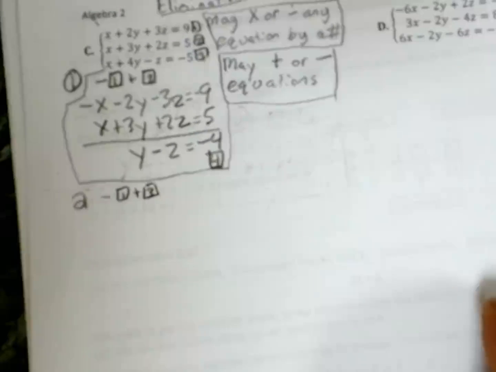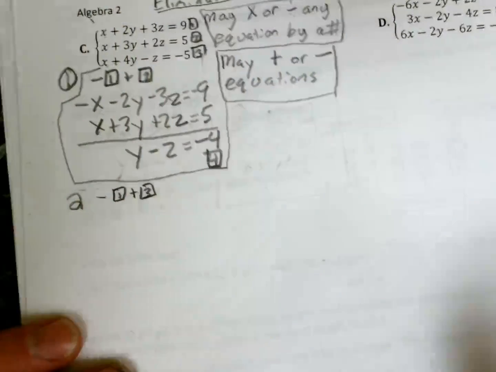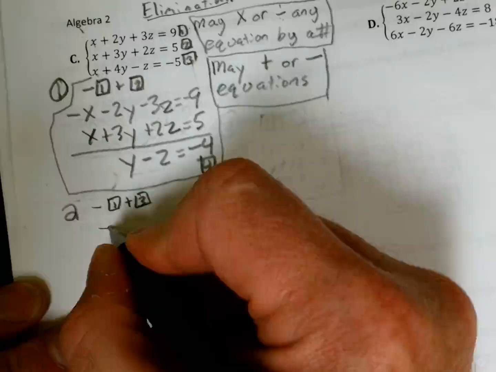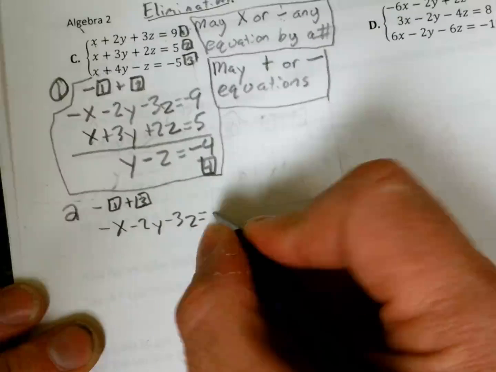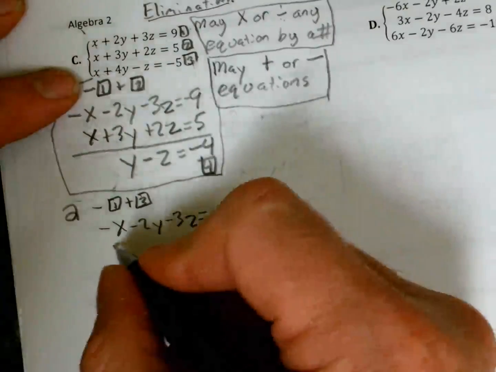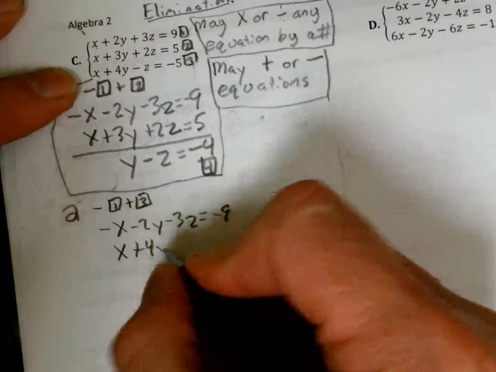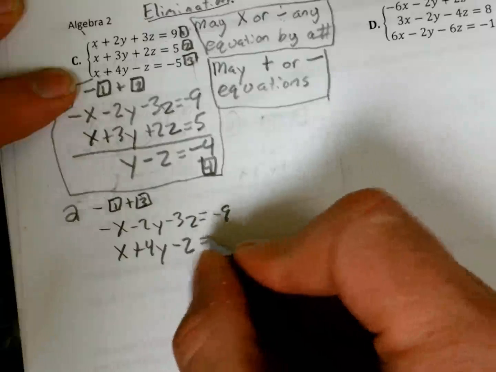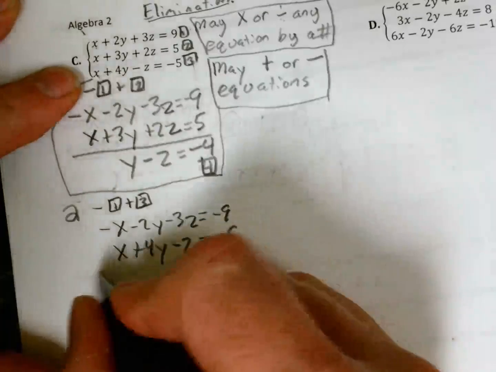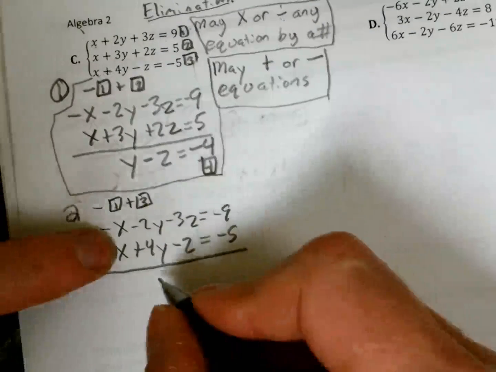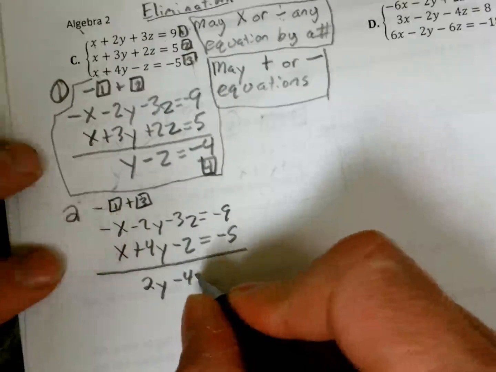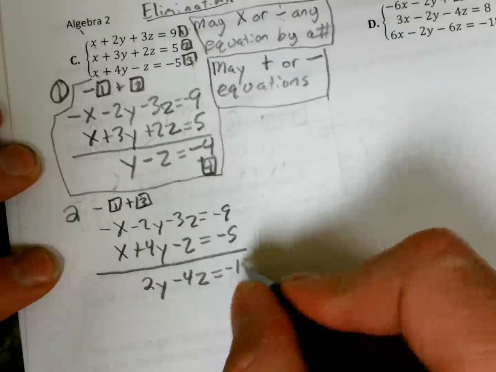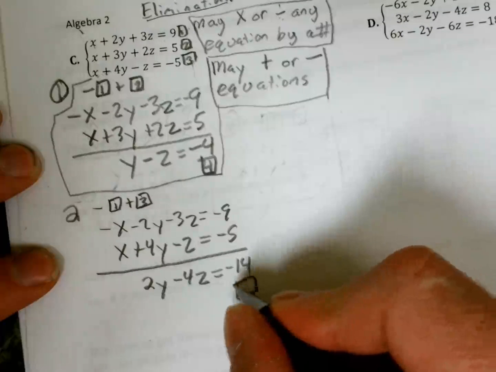I'm going to actually pull back a little bit so we can see this a little better. Autofocus. A little better. All right. So it is still negative x minus 2y minus 3z equals negative 9. And equation 3 is a positive x plus 4y minus z equals, in this case, negative 5. I'm going to add these guys up, and the x's again cancel out. I've got 2y, I've got a negative 4z, and I have negative 14. And this is going to be our new equation 5.